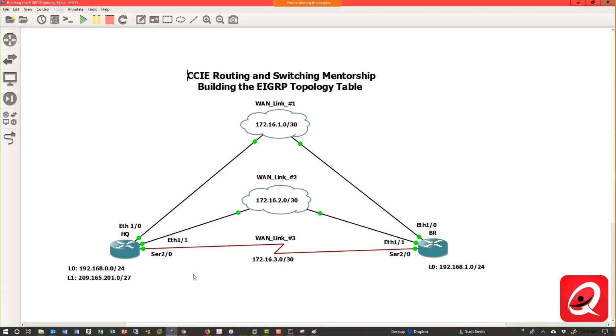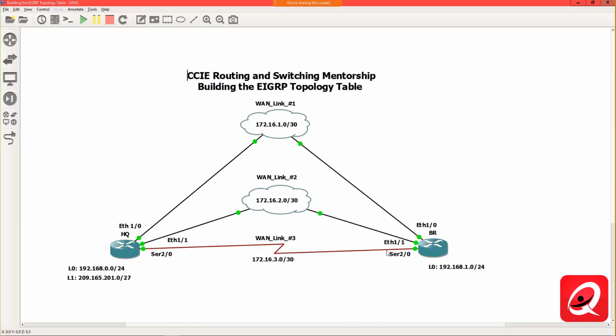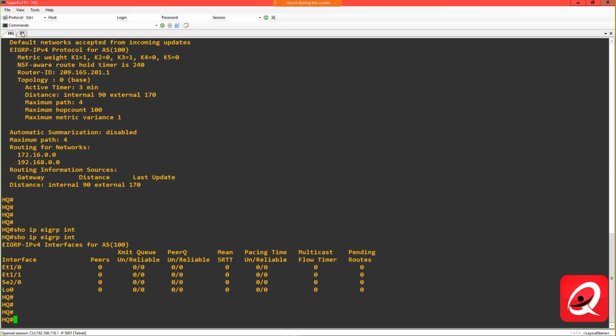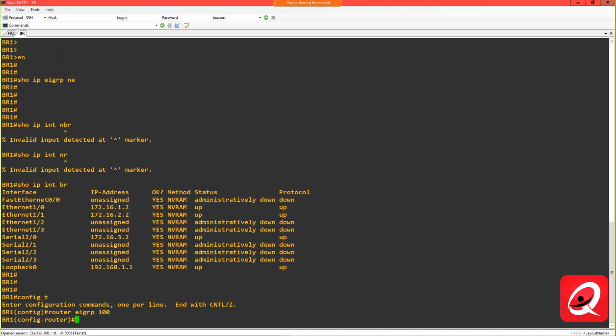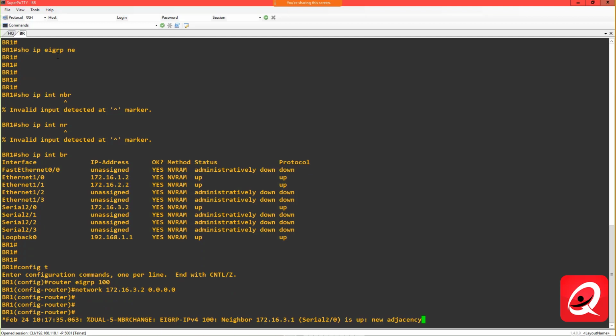So what I'd like to do is an incremental implementation of EIGRP by starting and configuring EIGRP on the serial interface, and then taking a look at the path metrics and identifying the specifics about that metric. So let's go ahead and go into our branch router and config T, router EIGRP 100. We're going to do this in classic mode this time because we will be doing our EIGRP configuration in named mode next time when we want to talk about the wide metrics and how wide metrics are calculated. So let's go ahead and enable EIGRP on the serial 2.0 interface, 172.16.3.2, 0.0.0.0, and I should get an adjacency in this case.